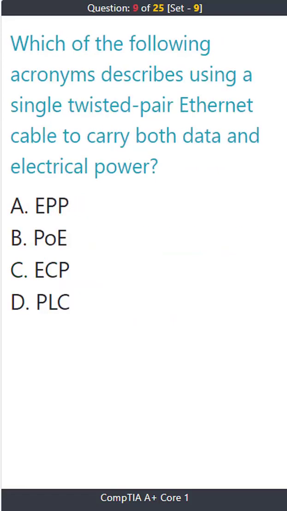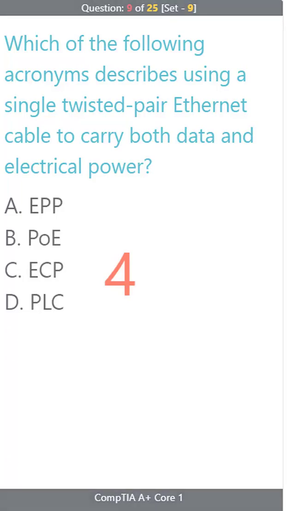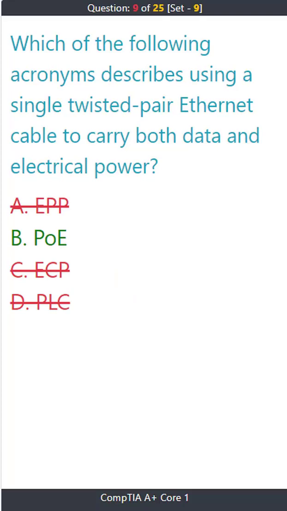Question 9. Which of the following acronyms describes using a single twisted pair Ethernet cable to carry both data and electrical power? A. EP, B. PoE, C. ECP, D. PLC. The correct answer is B. PoE.